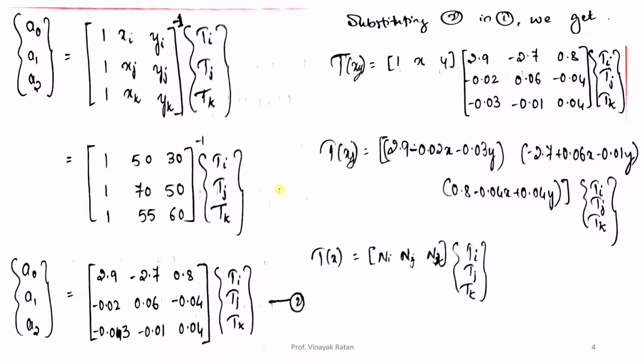Now it will ask you the size of the matrix, M cross N, whether it is 3 cross 3, 3 cross 2, 3 cross 1, and so on. It is a 3 cross 3 matrix, so press 1. It will ask you to enter the values of the matrix, so go on entering the values: 1, 50, 30, 1, 70, 50, 1, 55 and 60.